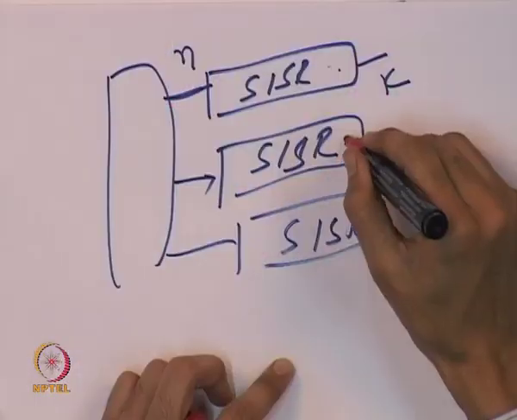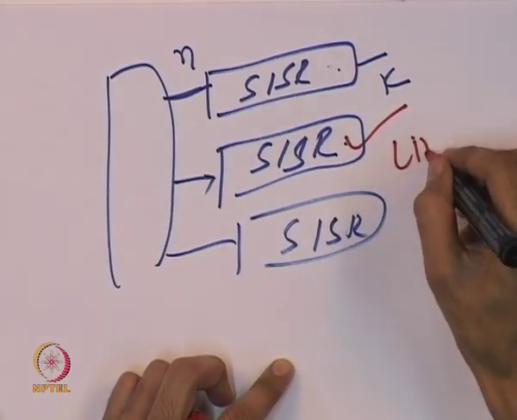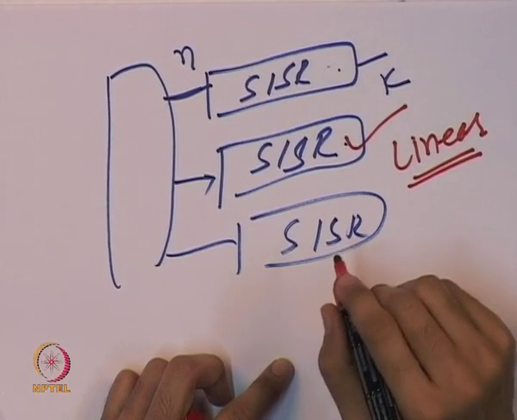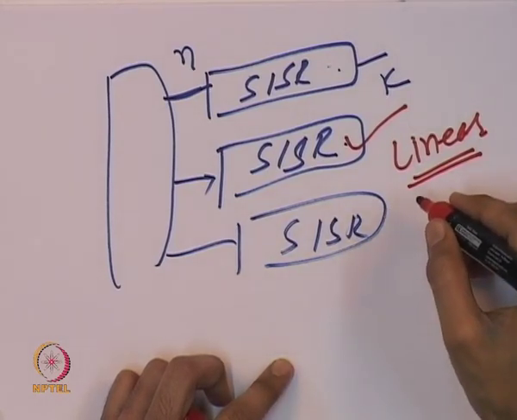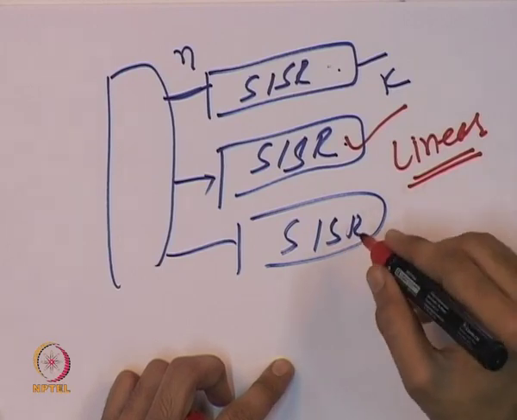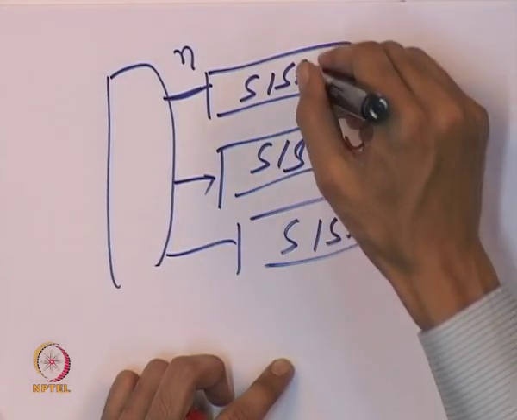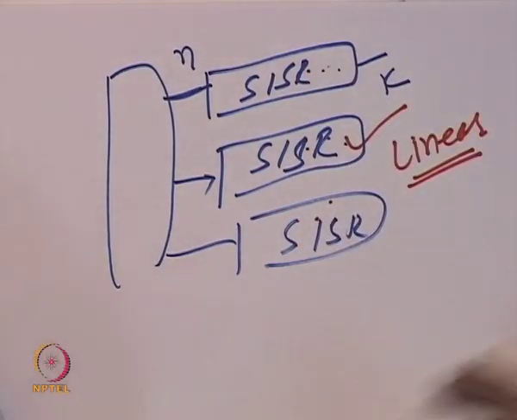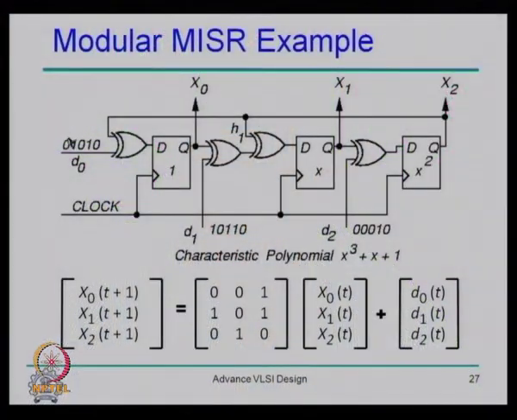But if you look at this SISR, it is a simple linear feedback shift register, a linear system. If it is a linear system, it should obey the principle of superposition. If it follows that, you can combine all these SISRs into one and form a multiple input signature register. In a multiple input signature register, one input is multiplexed here, another input here, another input here. So if you have k flip-flops, inputs from k primary outputs of the circuit can be multiplexed here.